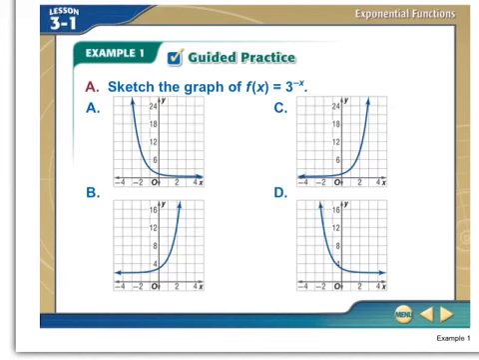In the example 1 guided practice, we're asked to sketch the graph of the function f of x equals 3 to the negative x. And we are given 4 choices for the graph of this function, A, B, C, and D. And you need to choose which graph matches the equation. I would like you to go ahead and graph this function using a graphing calculator or by hand, and then choose the correct solution.